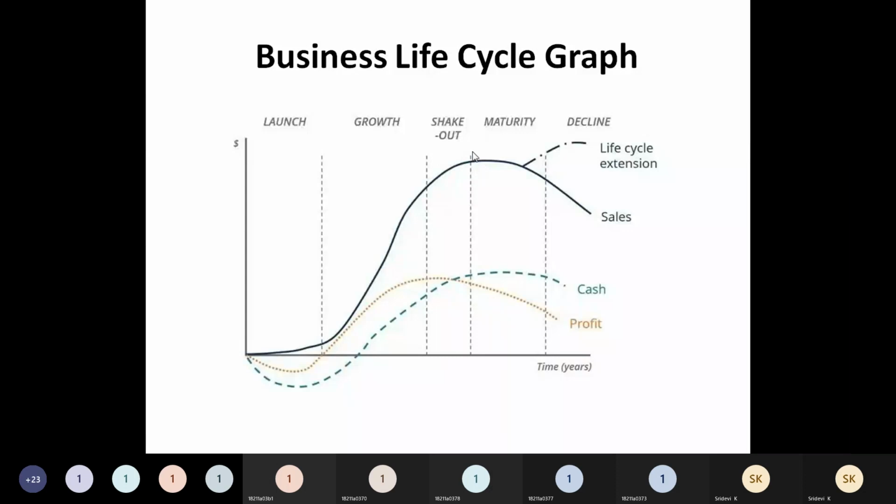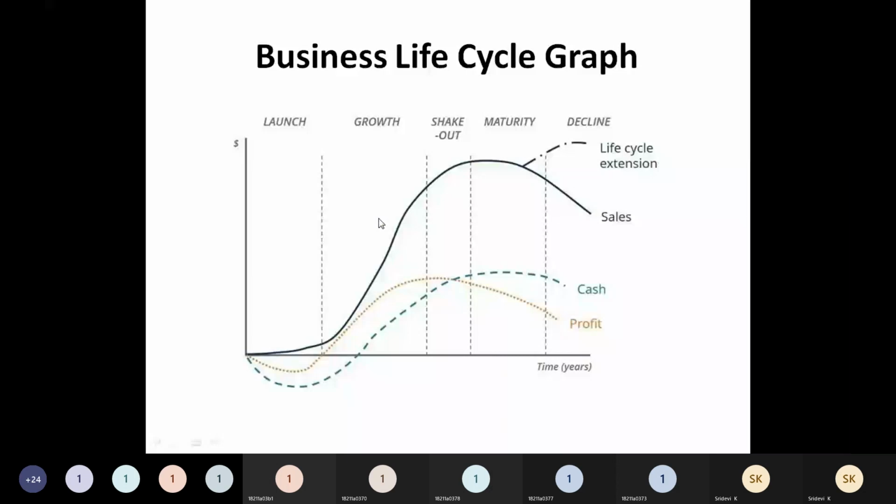So before which, if you identify this stage and you are alert at this stage and you bring in changes in your product or price according to the market situation, again your sales will be increasing. So here you can see an increasing line. Okay. So this is called life cycle extension. That means instead of entering into the decline stage, the life of the product is increased here. That is the reason it is called a life cycle extension.